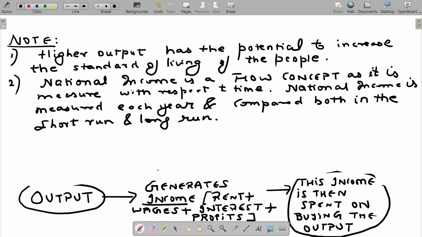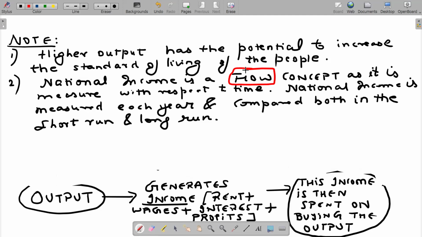Remember, a variable is a stock variable if you measure it at a point of time, but a variable is a flow variable if it is measured over a period of time or with respect to time. That means it has a time dimension. National income is a flow concept. Economies measure their national income annually every year and they compare their national incomes in the present to their incomes in the last year or the last 10 years or the last 20 years, last 50 years, and so on. That means when you are measuring some variable with respect to time, you can make intertemporal comparisons. You can compare that variable across time.